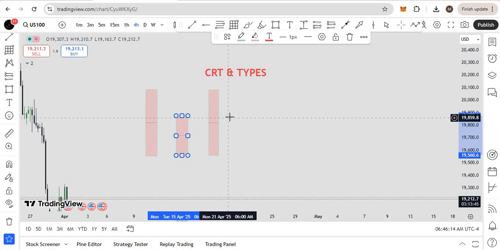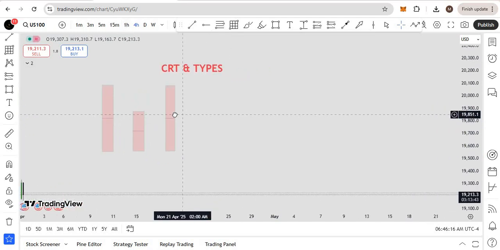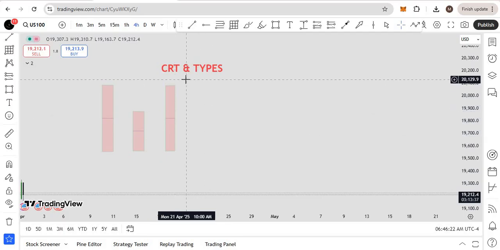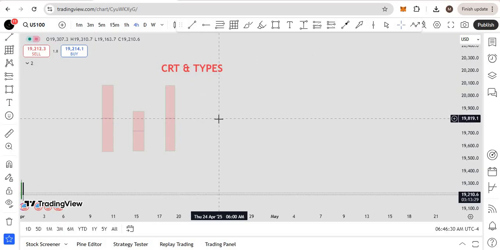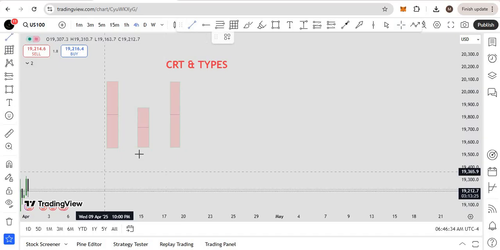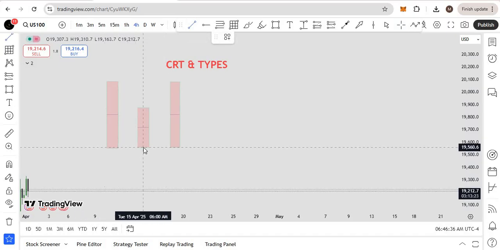Okay, so now I will show you, and also in the next video, I will also show you my live execution on CRT, my favorite model, and my favorite type of CRT. You will also see it in this video. Okay, the first one you already see. This is the first one. Just excuse me for my diagram.